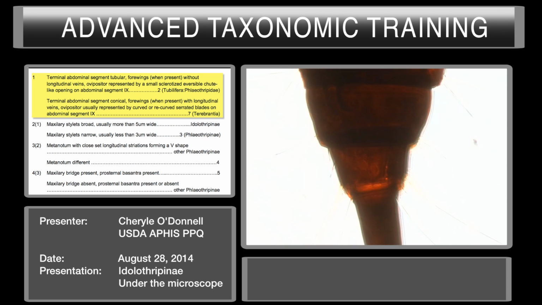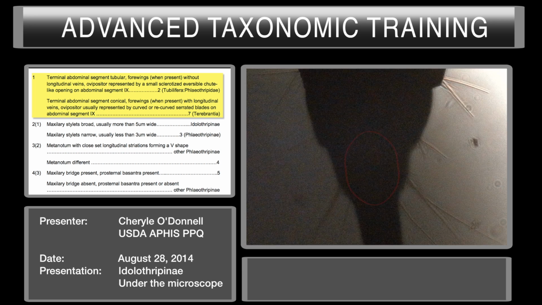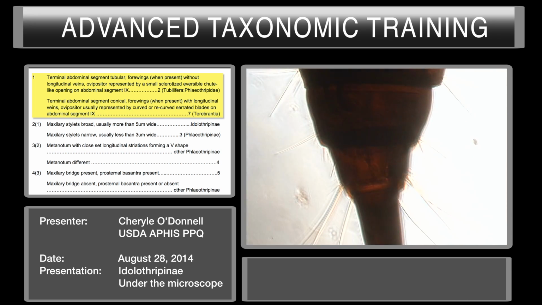It's a little bit difficult to see here because the specimen is so dark. But essentially we have a chute-like opening right here. And our alternative choice would have a recurved serrated set of blades. We don't have that. So we are in agreement for this specimen in the first part of couplet number 1, which takes us to couplet number 2.